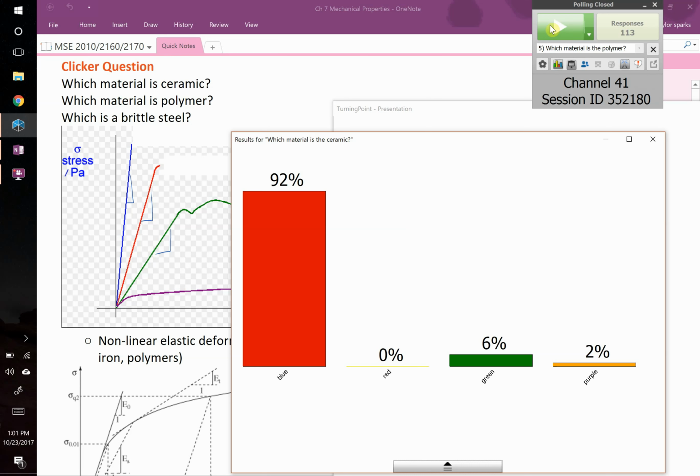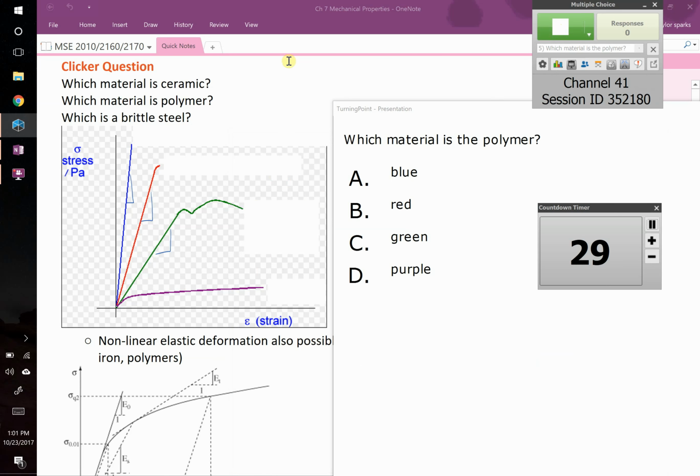Let's go to our next one. Which material would be the polymer? Again, that's blue, red, green, or purple. So which one is the polymer?